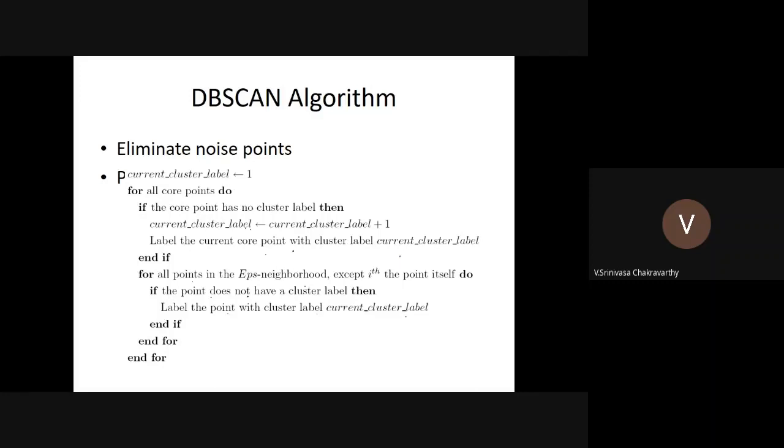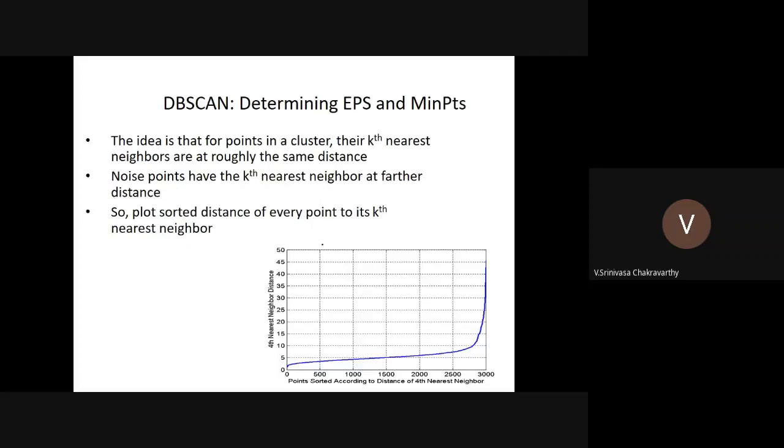The number of clusters is not predetermined, because the algorithm will give you some number of clusters. But what is given to the algorithm is min points and the epsilon value. Now the question is, how do you find this epsilon radius and the min points? There's always this problem in all the clustering algorithms: we need to give something to the algorithm to start with.